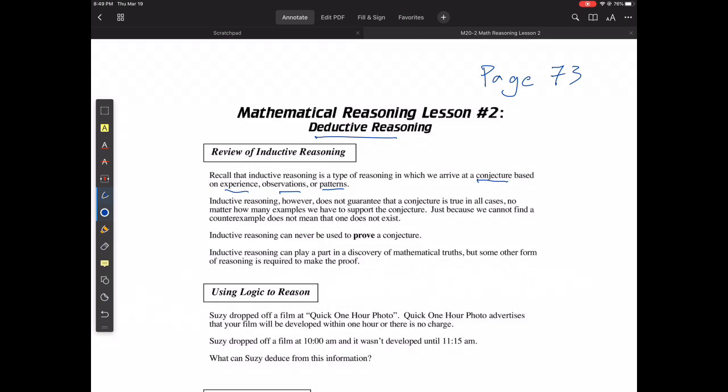Inductive reasoning does not guarantee that a conjecture or an educated guess is always going to be true, as we found in some of the cases last time. Inductive reasoning can never be used to prove a conjecture. Just because I have however many case examples, I'm never going to be able to use it to prove that it's going to be true every single time. So, inductive reasoning can play a part in discovery of mathematical truths, but some other form of reasoning is required to find something that will always be true.